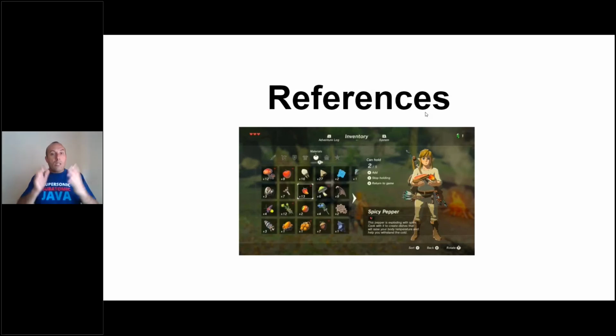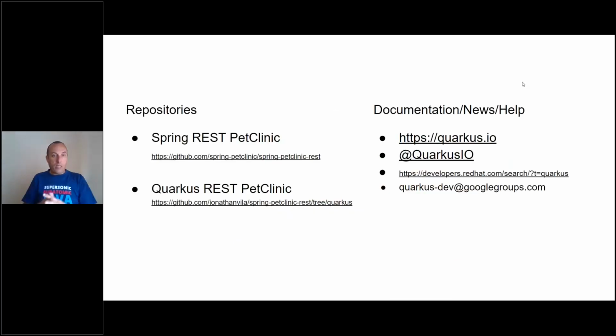Now it's time to, okay, for those of you that are interested in doing a similar migration, just follow some references. First, you have here the GitHub repository links and the Quarkus main website and the Quarkus Twitter handle, and also the developer.redhat.com page, where you will find several tutorials about Quarkus. And also a main thing is the Quarkus mailing list, where you can ask the community about your issues or about approaches or about help.